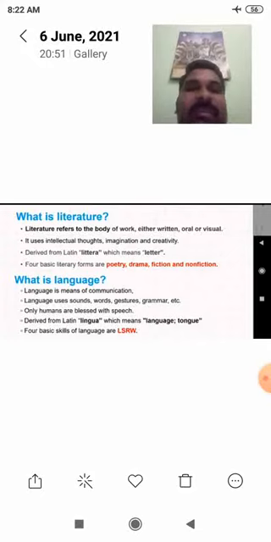So first, what is language? Language is a means of communication. For what purpose are we using language? Mainly for communication. It is purely for communication purposes that we are using language. If we want to go anywhere out of our state or to any other country, we need language.